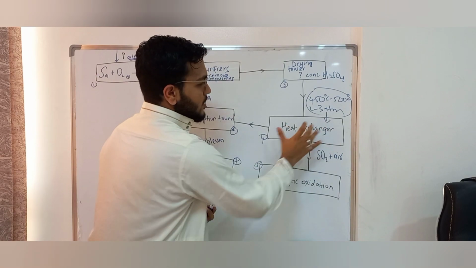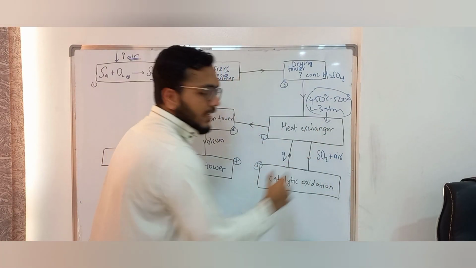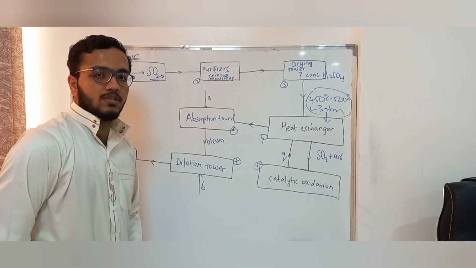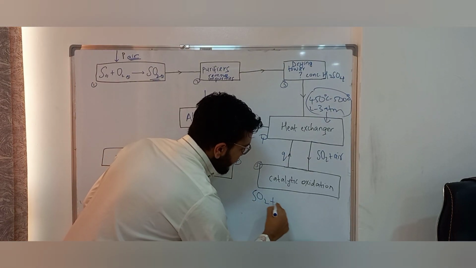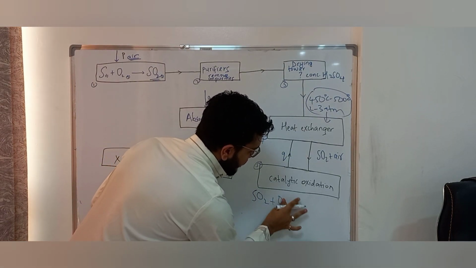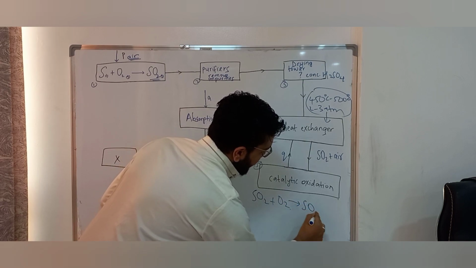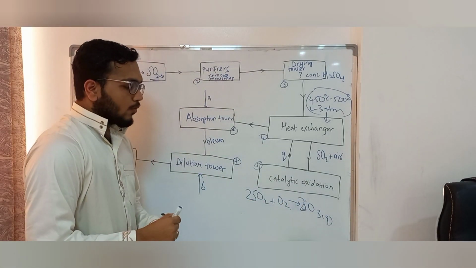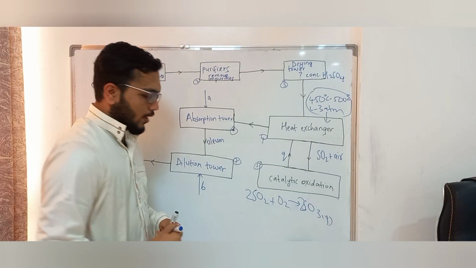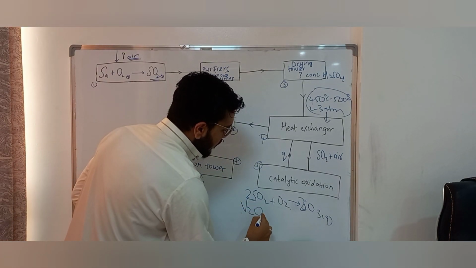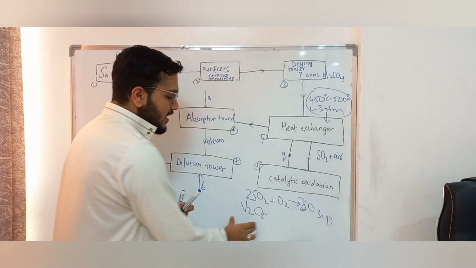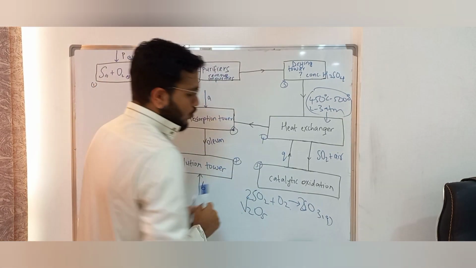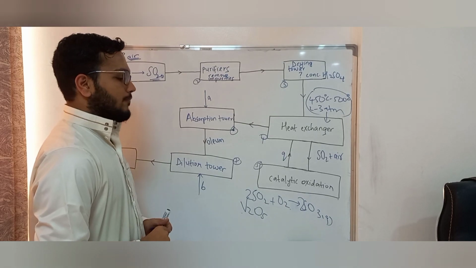So after the heat exchanger, the SO2 and air have been heated, and they are now going for the catalytic oxidation. What is happening in the catalytic oxidation? SO2 is reacting with the oxygen part of air to form SO3. And what is the catalyst used in catalytic oxidation? We said either vanadium 5 oxide or platinized asbestos. Why is vanadium 5 oxide used? Because it is cheap and less susceptible to impurities, so less poison if any impurities are present.